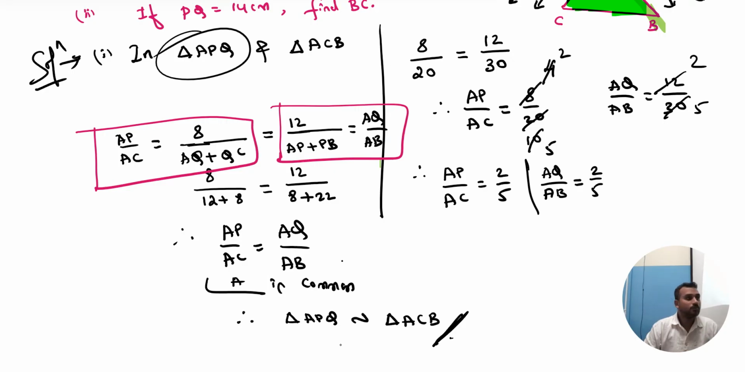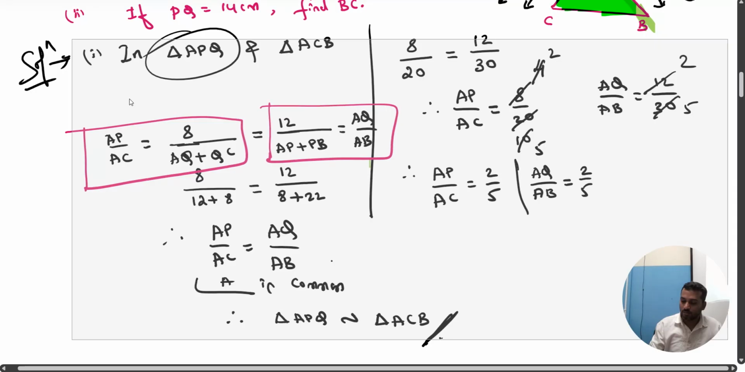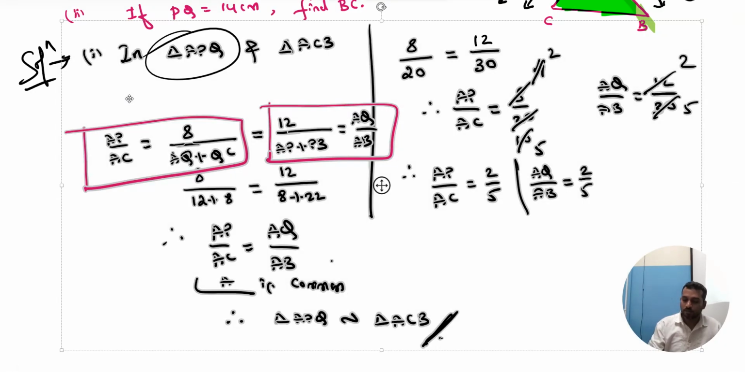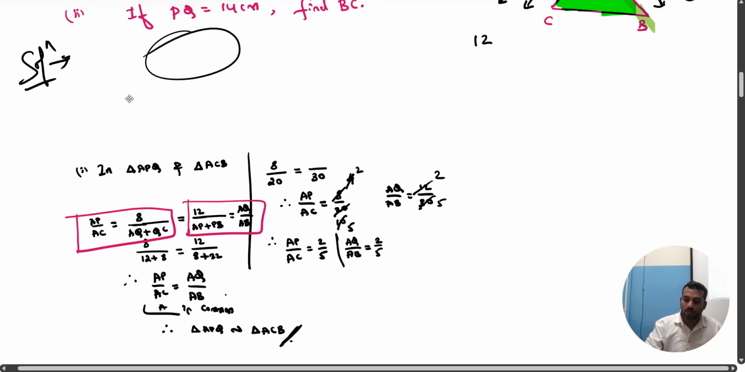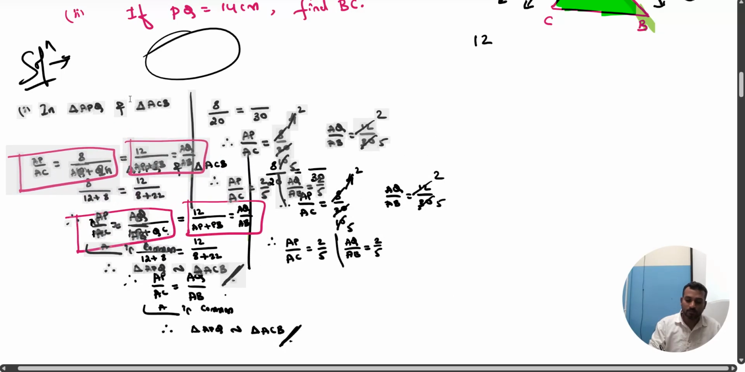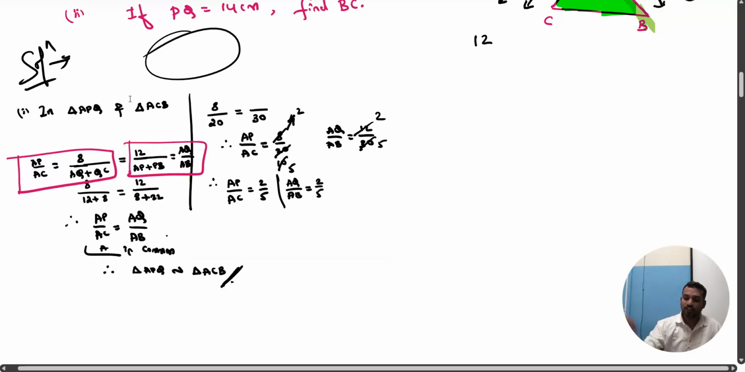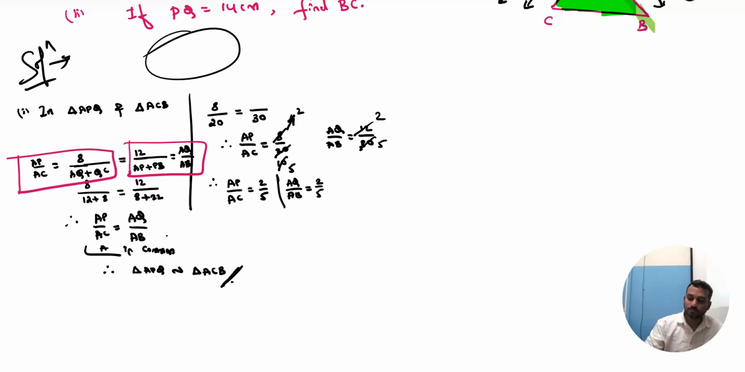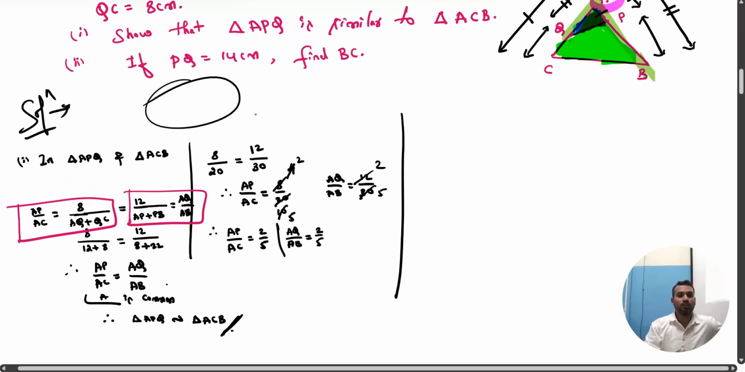Any doubts? Good. Now, very interesting point. Okay, let me paste it here, this part. So this was my 12. Now, according to condition 1, we have already proved, right? Show the triangle APQ is similar to triangle ACB, we have proved, right?